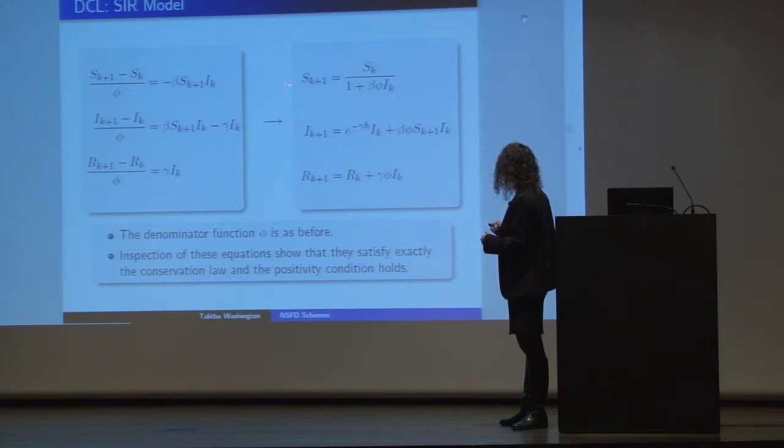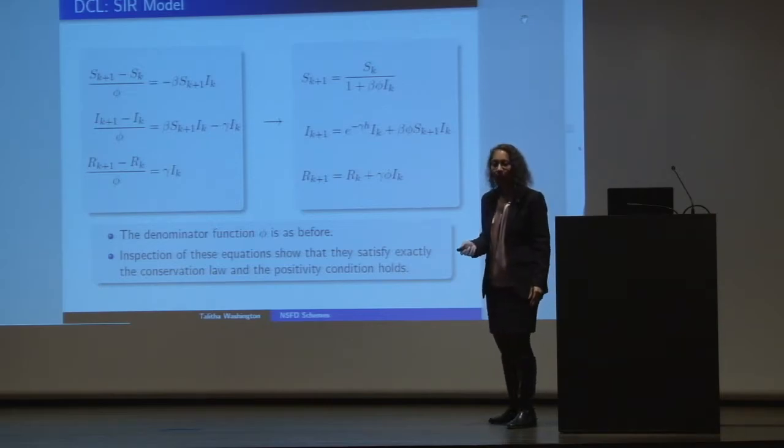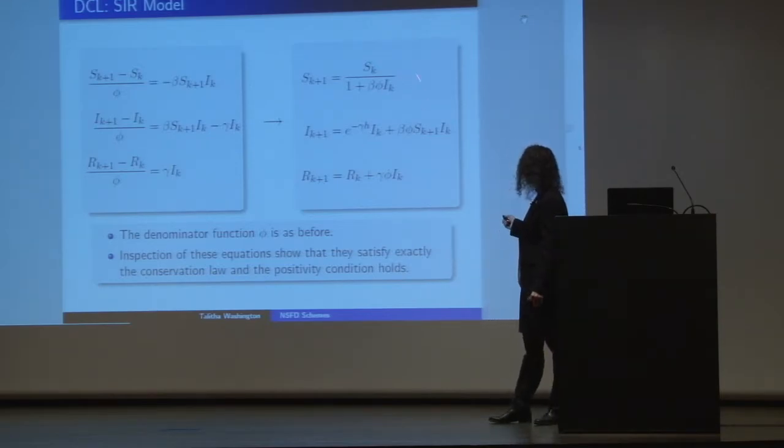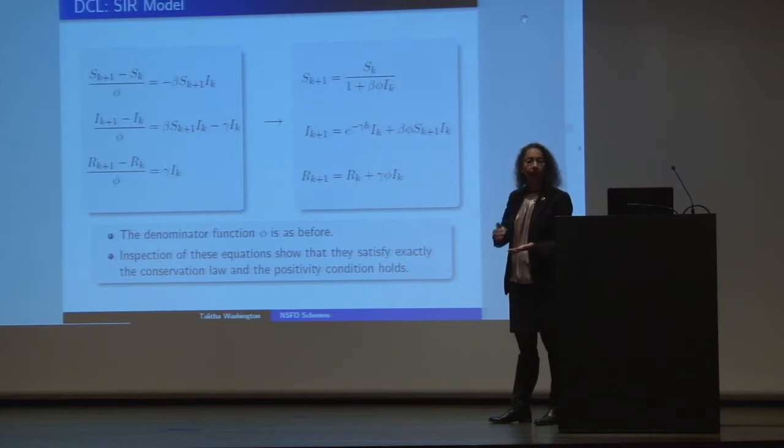And we can solve for the k plus 1 time step of each of them. And we can toss it into a computer, code it up, and have fun, right? And so the denominator function phi is the same as before. So the conservation law holds. Note that on the right-hand side, there are no negative terms, and positivity of solutions is retained. Everything that you get for S, I, and R is not going to go negative. That's fantastic.